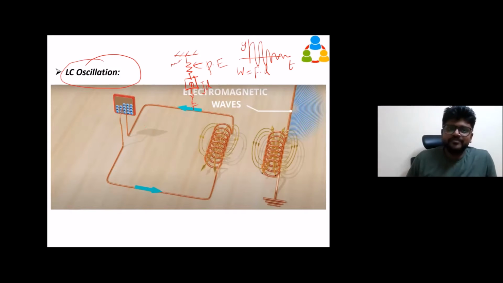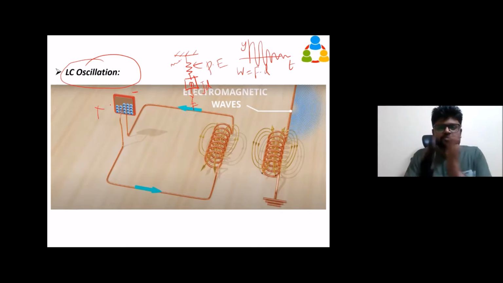In the same way in our LC circuit, this is the inductor, this is the capacitor. This capacitor is fully charged, you assume. It's fully charged with plus and minus. And this charged capacitor, I'm connecting through the inductor. So what will happen? This charged capacitor has some potential because there are two plates, no? So there is a potential difference.